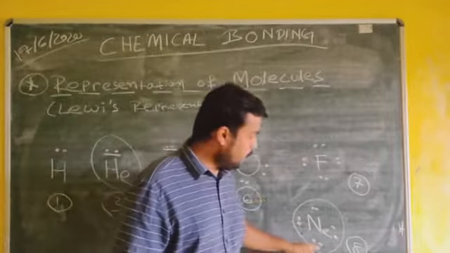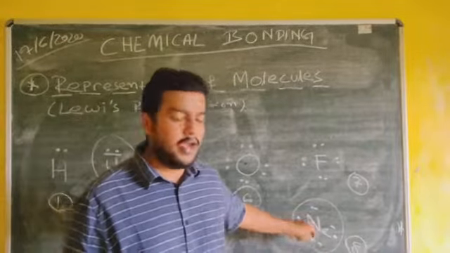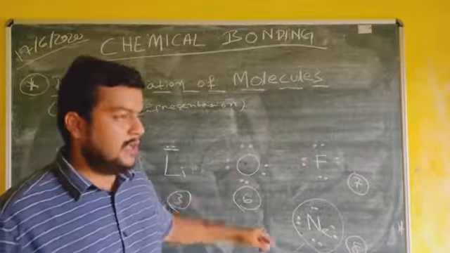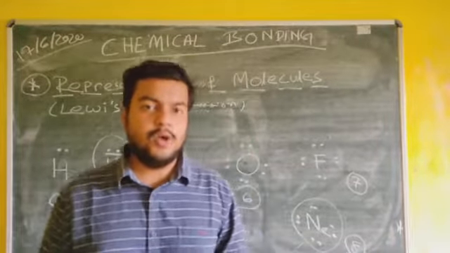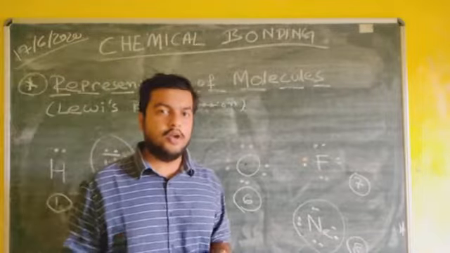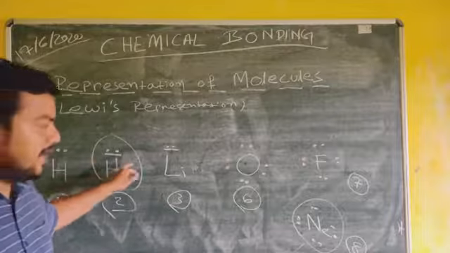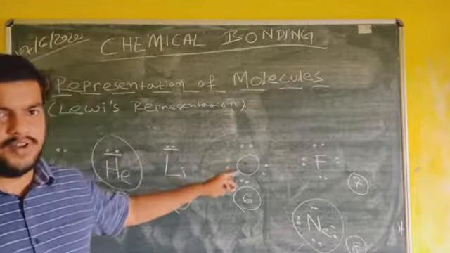So apart from these noble gases or elements which have 8 electrons in their outer orbit, all the other elements take part in chemical reaction because they want to complete their octet. This is called octet rule given by Lewis. So this representation of atoms is called a Lewis dot structure representation.